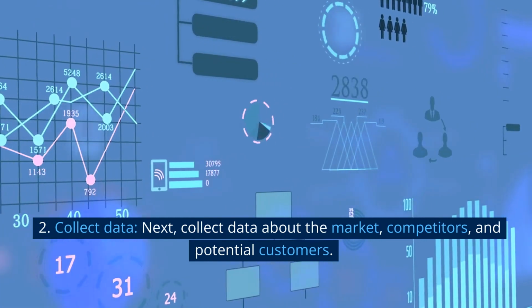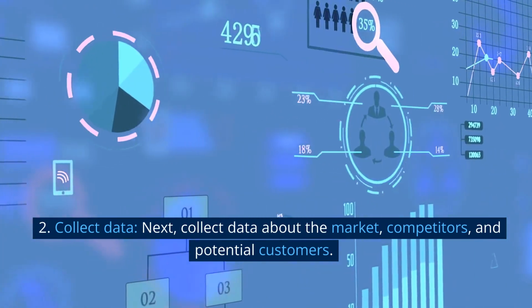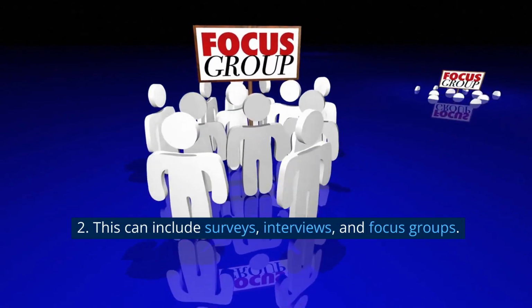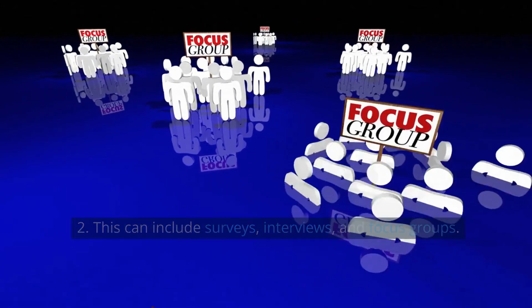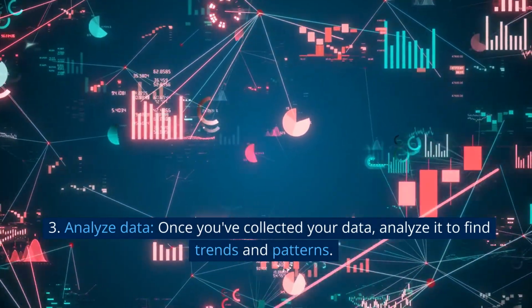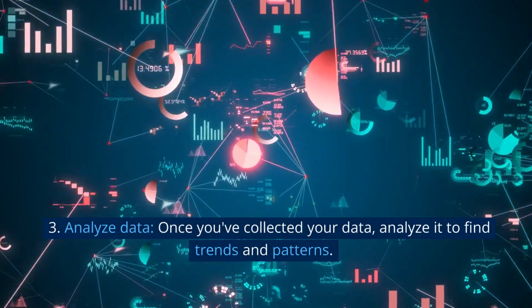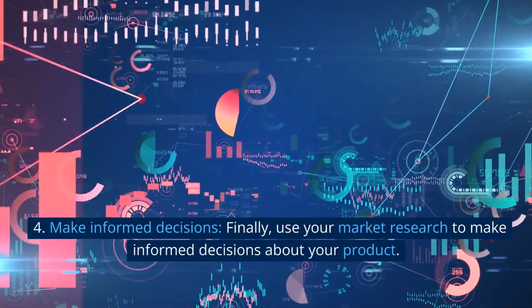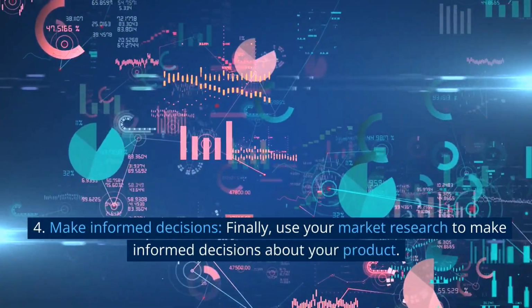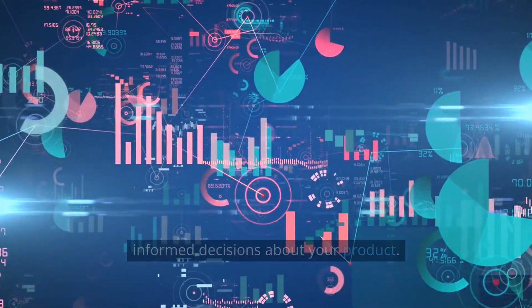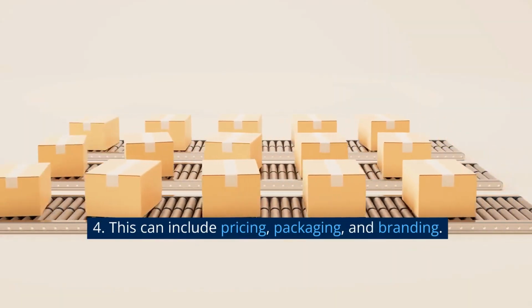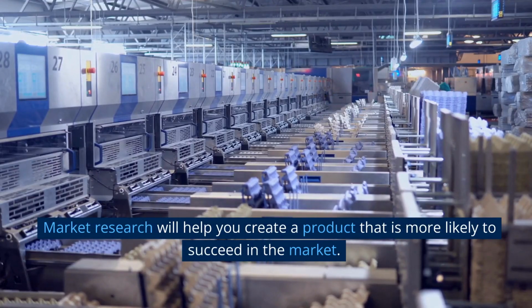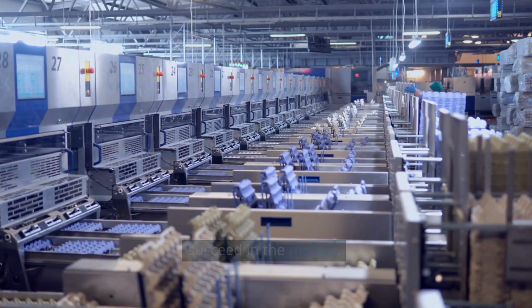2. Collect data. Next, collect data about the market, competitors, and potential customers. This can include surveys, interviews, and focus groups. 3. Analyze data. Once you've collected your data, analyze it to find trends and patterns. 4. Make informed decisions. Finally, use your market research to make informed decisions about your product. This can include pricing, packaging, and branding. Market research will help you create a product that is more likely to succeed in the market.